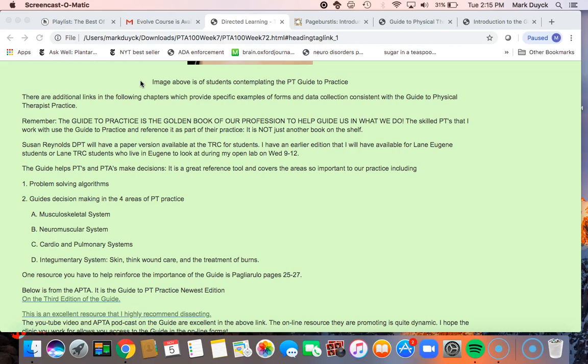That would be payers, insurance companies in particular, and other consumers of healthcare, and other leaders in other professions, or people in other professions that want to know more about what we do as physical therapists and physical therapist assistants.